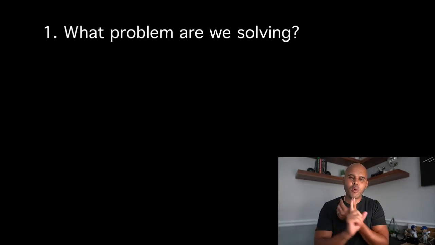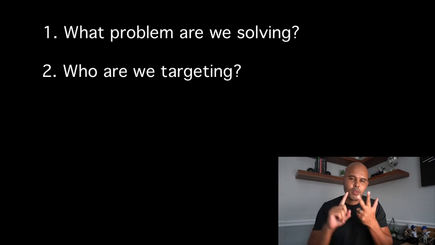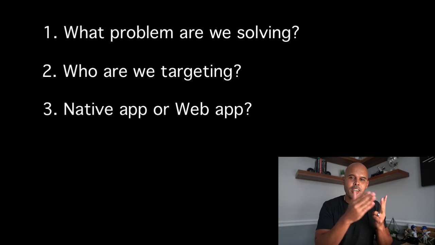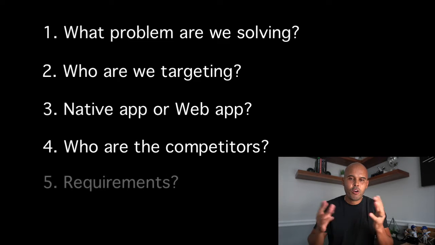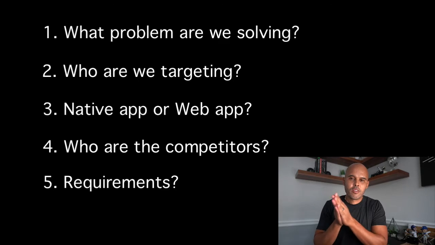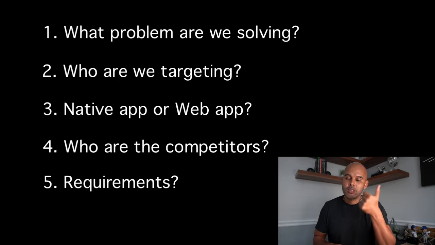The 5 questions are: number 1, what problem are we solving? Number 2, who's our target audience? Number 3, what are we designing on? Is this a native app or a web app? That's important. Number 4, who are the competitors? And number 5, are there any specific requirements for this initial design or initial MVP? All right, those are the 5. What problem are we solving? Who are we targeting? What medium are we designing on? Competitors. And number 5, what are the requirements? Now, just briefly giving my thoughts on each one.